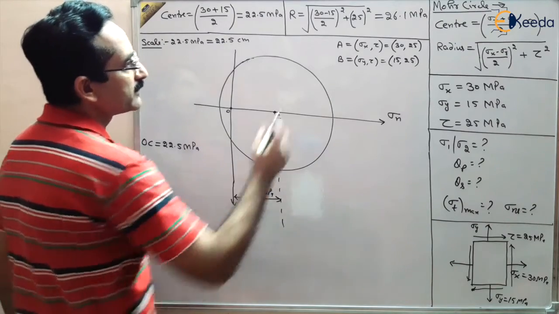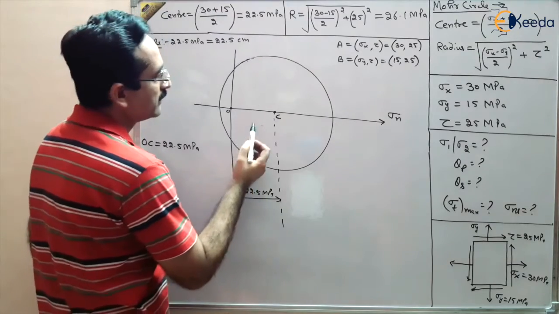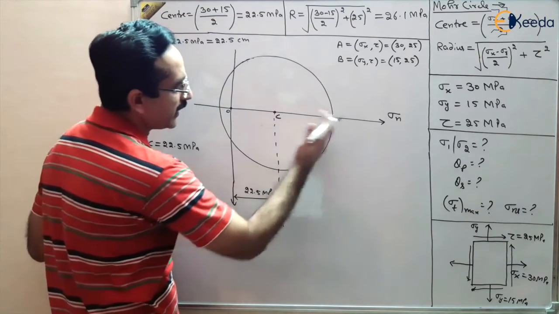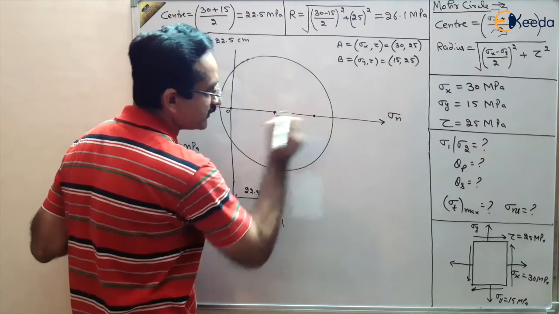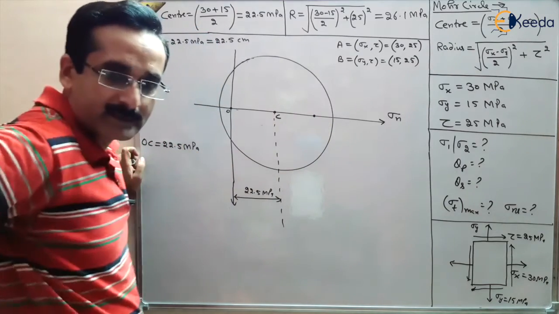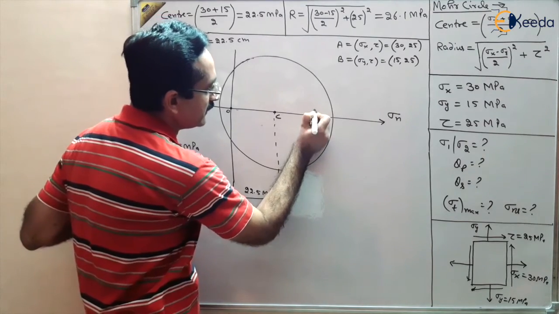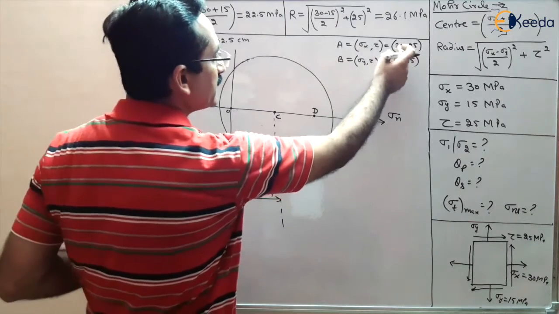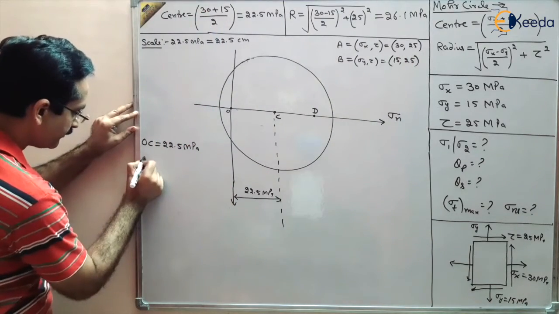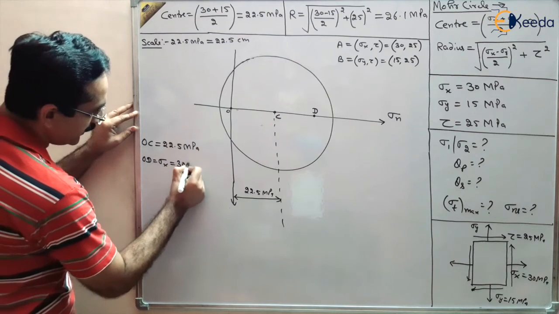So locate point A and point B. A is 30, sigma x. Choose 30 here. This is 22.5, so 30 will be higher than this and will lie somewhat here. Suppose this is our 30. This is the 30 line, right? And suppose this is D. So OD will be equal to sigma x, which is equal to 30 megapascal.